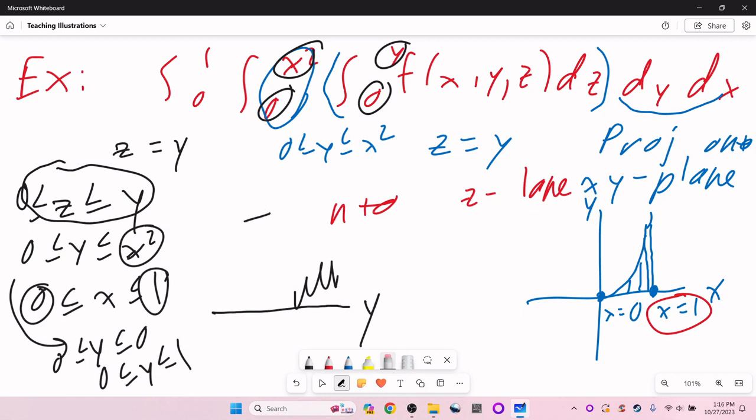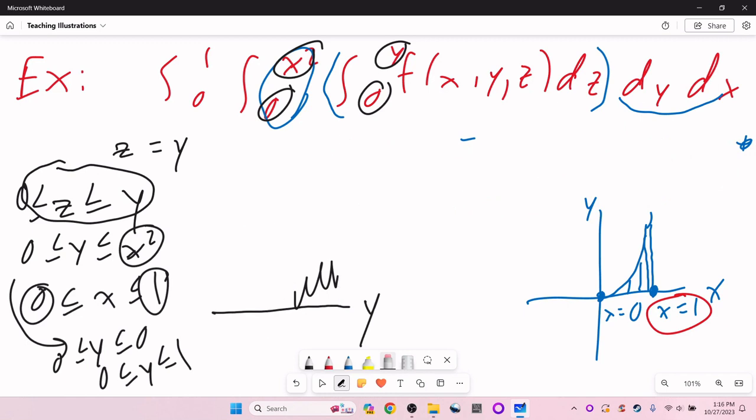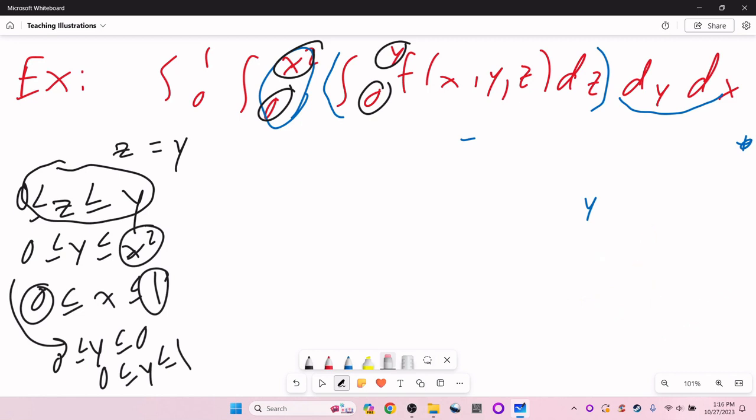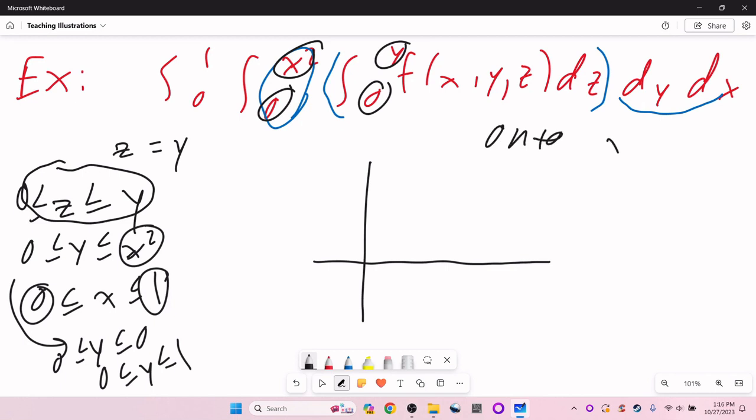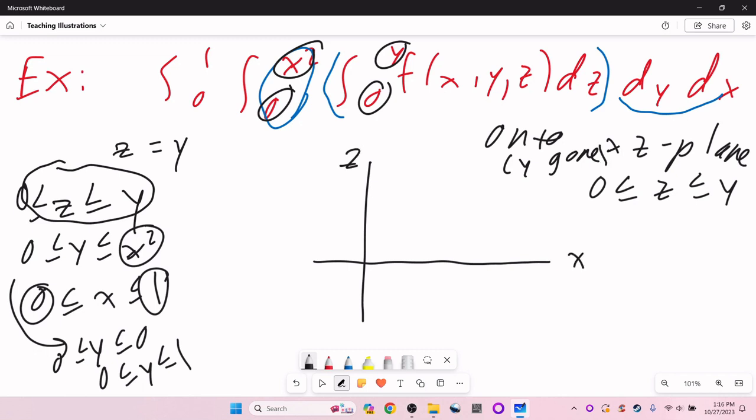What if we went on the xz plane? Like I say, I am trying to explain this in a way that makes sense. I am not promising that this is the best or the perfect explanation. This is something I find difficult. But on to the XZ plane. So we say, okay, the original ones were, again, z goes from 0 to y, but now y is gone. y is between 0 and x squared. Again, that one's not great. But we know 0 to 1 is x, so x will stop there.